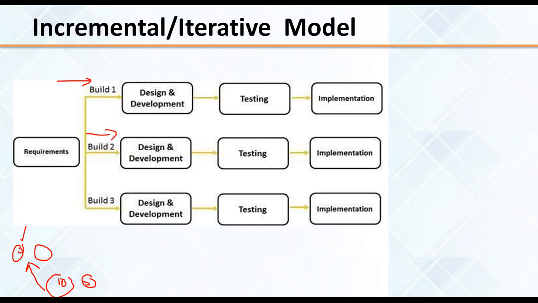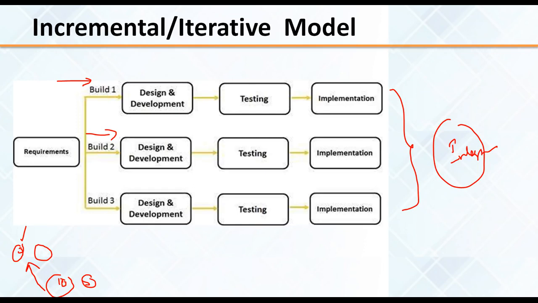So this is basically called the incremental model. Once everything is completed and implementation is completed here, we will integrate the final product. Here integration testing should happen, and then we deliver the software to the customer. Because all these features are there in a single product, a single project.